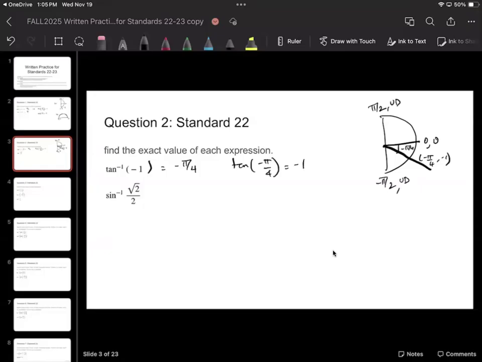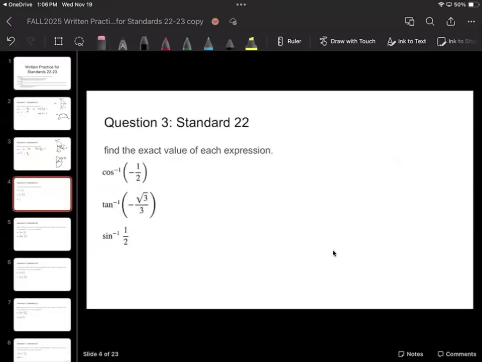Sine inverse of root 2 over 2. So if your sine inverse is positive, that means your angle is in the first quadrant. So in the first quadrant for pi over 4, you have root 2 over 2 as the value. So then this is going to be pi over 4.